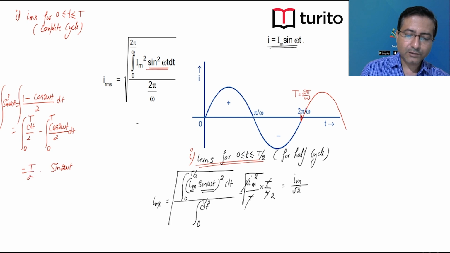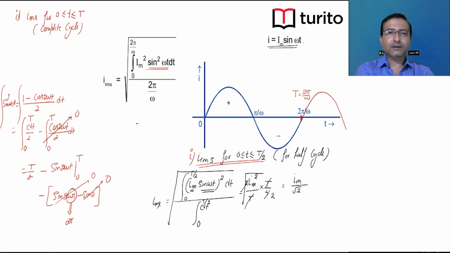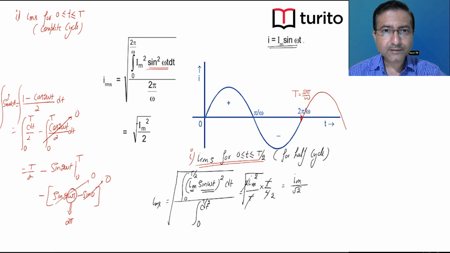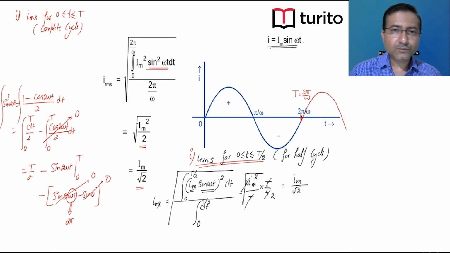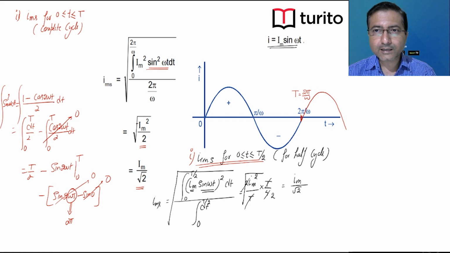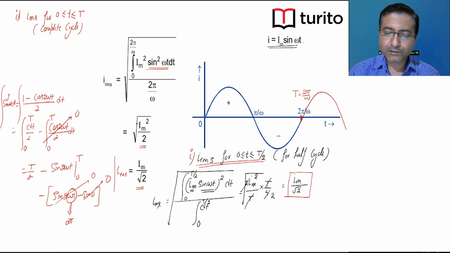The first term will give you T by 2, while for the second term, from 0 to capital T, you get sine 2 omega capital T minus sine 0. This is 2 pi, so it becomes 4 pi, and sine 4 pi is 0. This whole term is 0. That means only T by 2 remains after integration, right? After simplification we get Im by root 2. So no matter whether I take half cycle or full cycle, we get Im by root 2. So for the full cycle also I am getting RMS value Im by root 2.